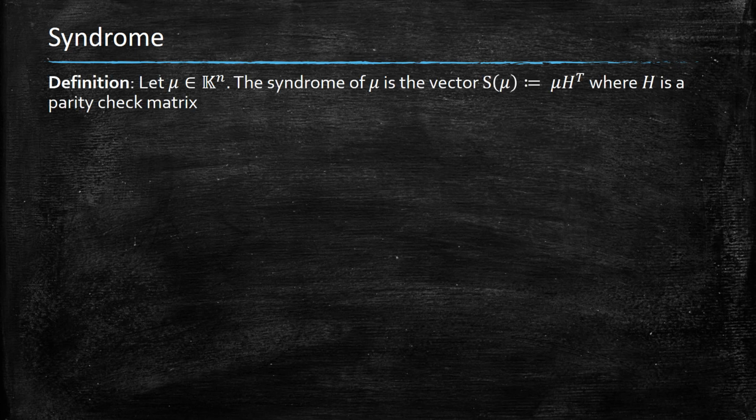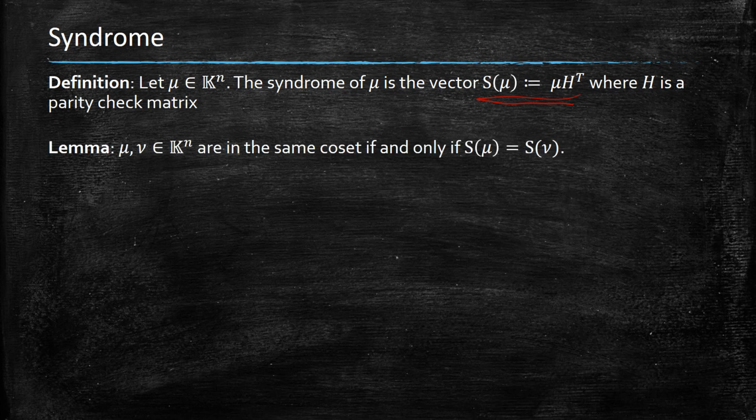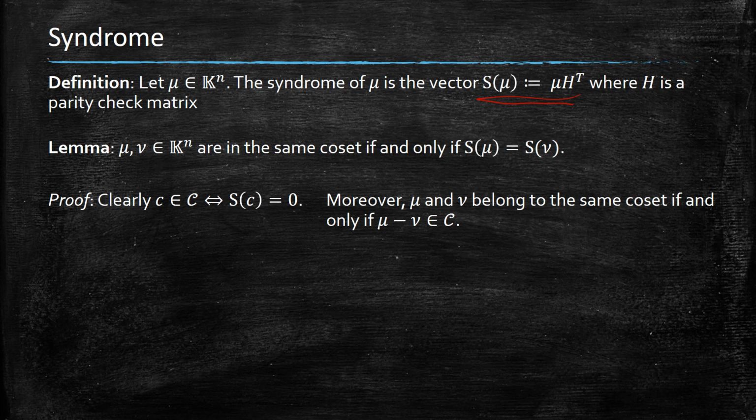Now, syndromes are vectors. Each vector of k to the n has a syndrome, which is defined as that vector mu times H transpose, okay? And we will need those syndromes for decoding. There is an important property of these syndromes: for two vectors of k to the n, they are in the same coset if and only if they have the same syndrome. So clearly, a syndrome being 0 is equivalent to the vector being in the code.